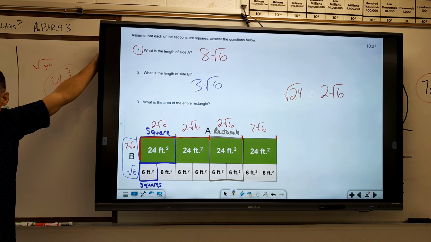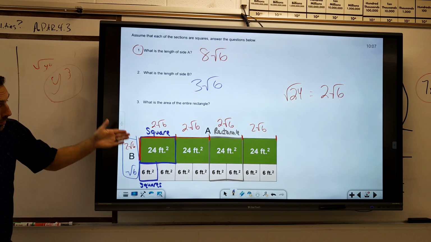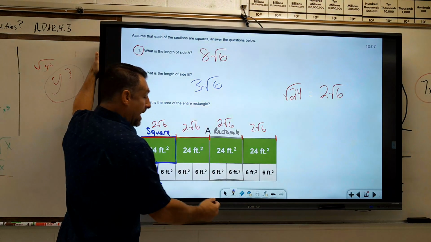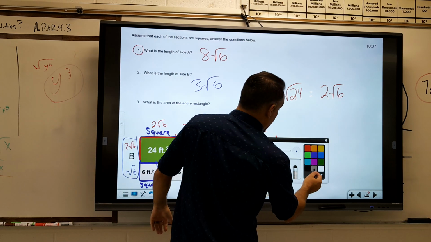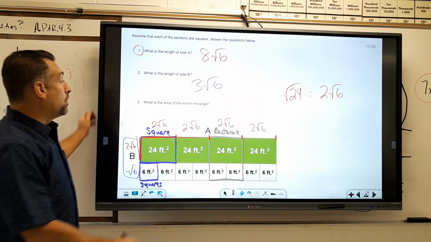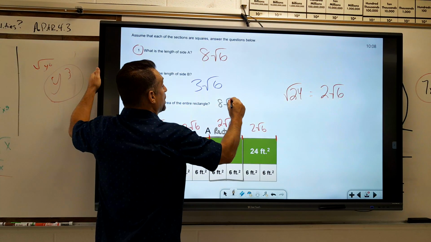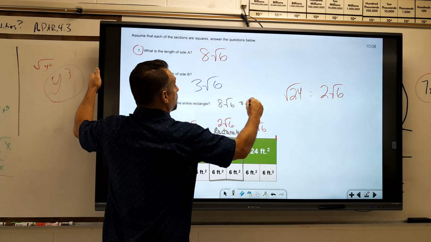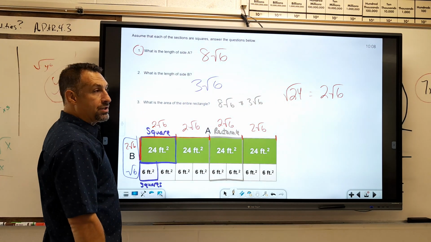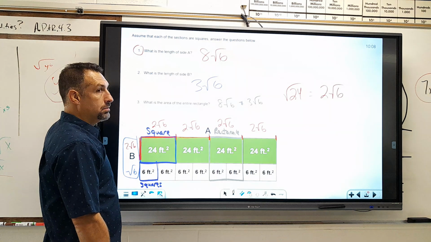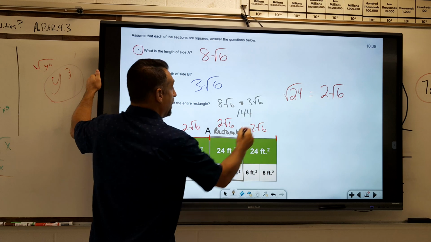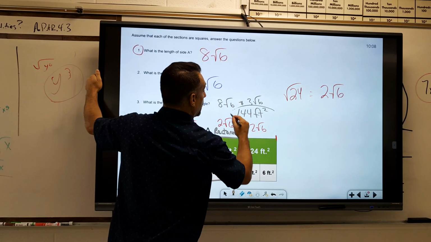So the last question gets easy. We know one of the sides is 3 square root 6. We know the other side is 8 square root 6. And we know how to calculate the area of a rectangle by multiplying the two sides. So we would take 8 root 6, multiply that by 3 root 6, and get something a little less than 150. 144? 144 feet squared.